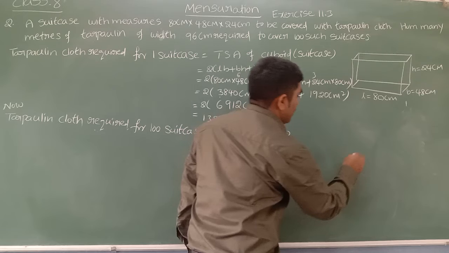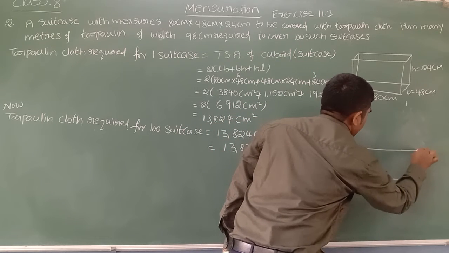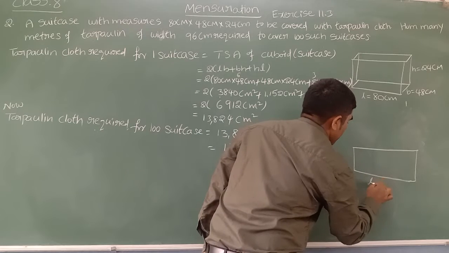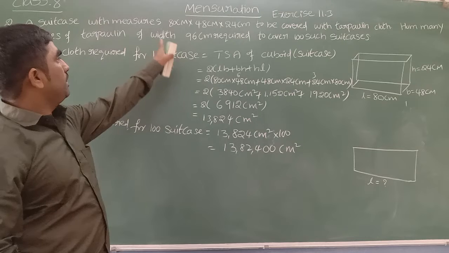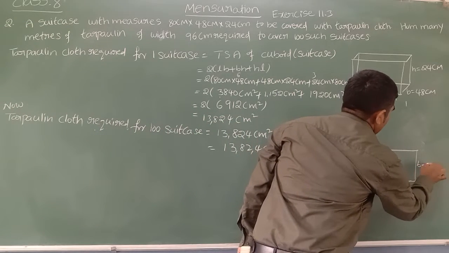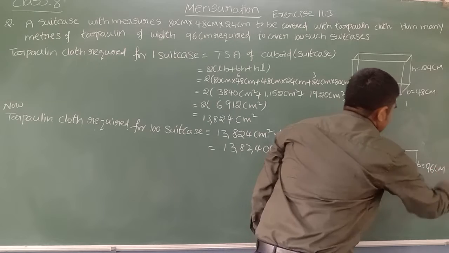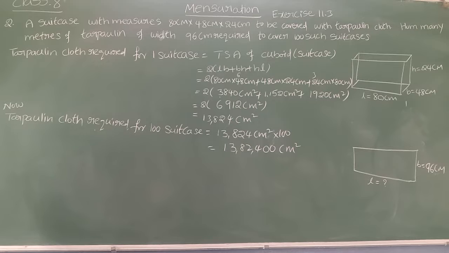Here they gave tarpaulin cloth, which is in rectangle shape. So how many meters of length of tarpaulin cloth is required, they are asking, and they said the width is 96 centimeters. I mean breadth is equal to 96 centimeters. Asking to find the length of tarpaulin cloth.